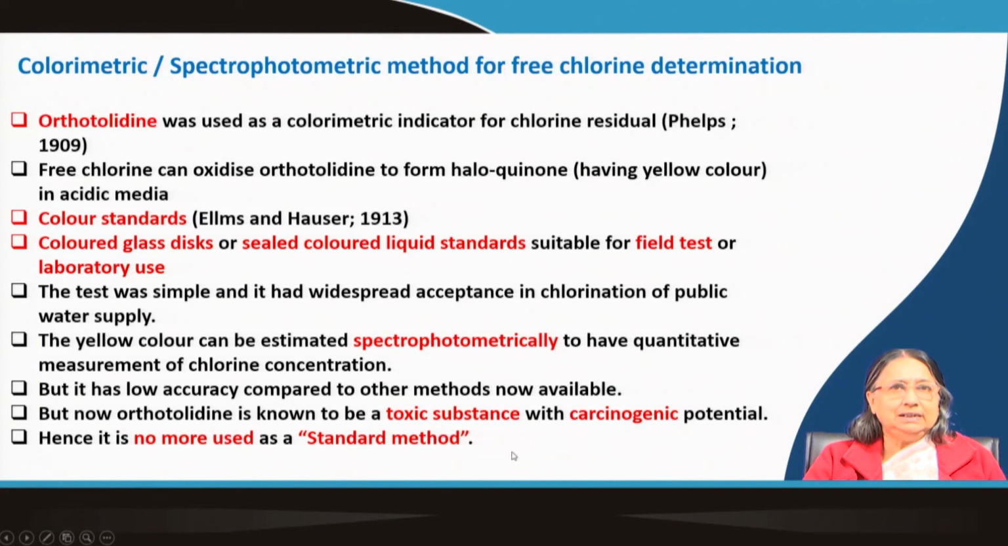But one thing is important: orthotoluidine is known to be a toxic substance. Now we know, and we are very much concerned about our health, and also about the green chemistry approach. I told you about the green chemistry approach in catalysis. So, toxic substances we do not want to use, because ultimately they will go to the environment, and we do not want that. It also has carcinogenic potential, it is a carcinogenic compound.